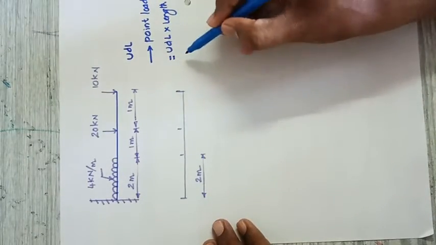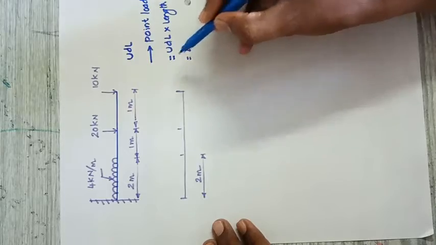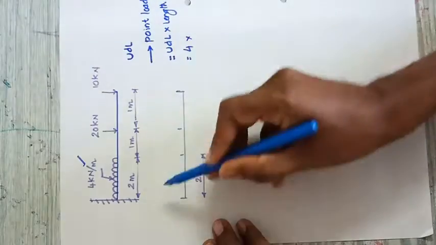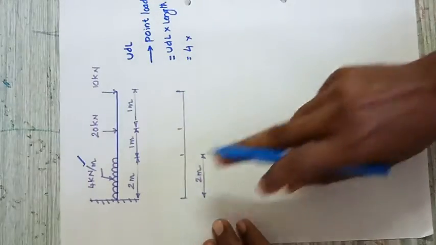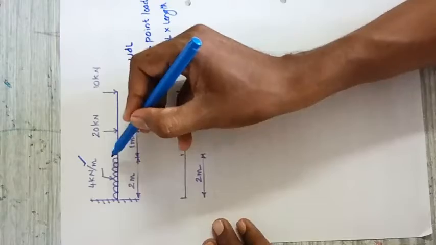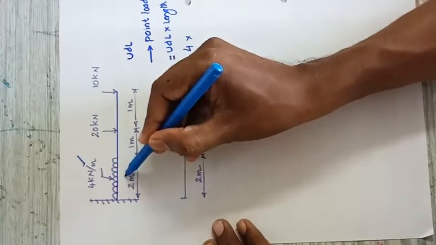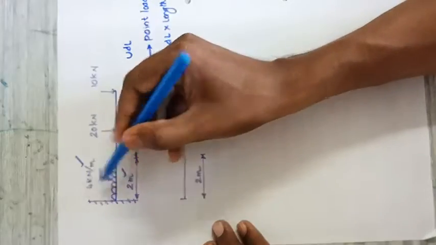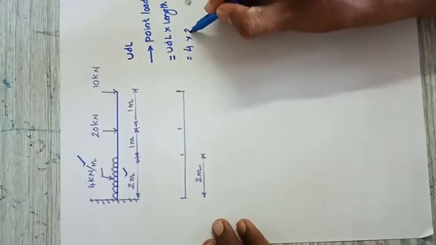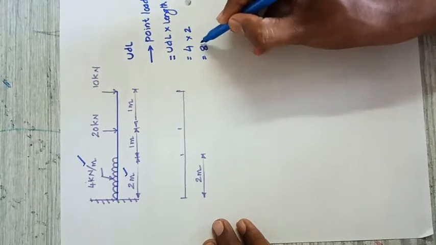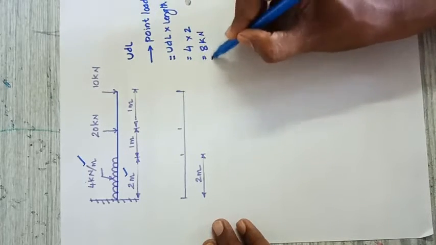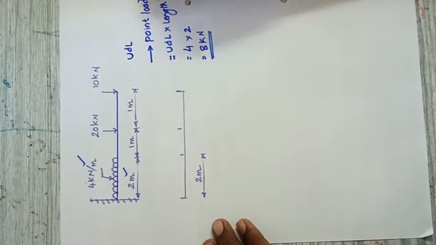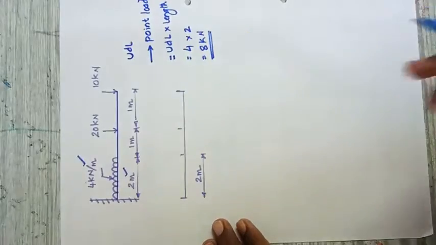So what is the UDL? It is 4 kilonewton per meter. And what is the length? It is not the total length of the beam. This UDL is acting only on the span of 2 meter. Only this length you have to consider. 4 into 2, how much is it? 8 kilonewton is the magnitude of the point load which is acting on the beam when you convert the UDL.